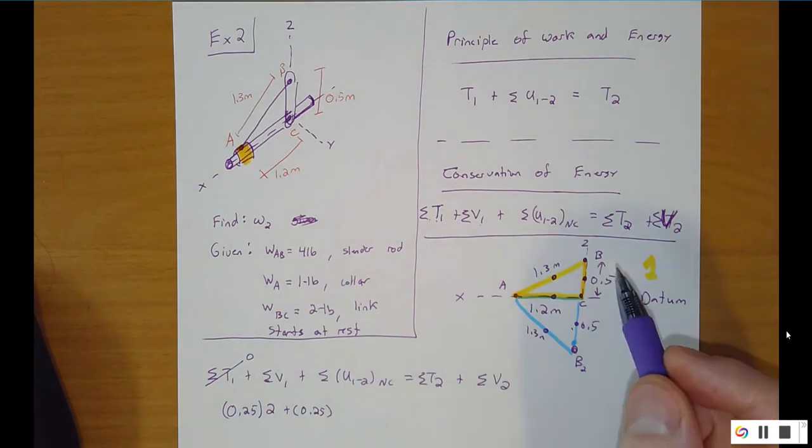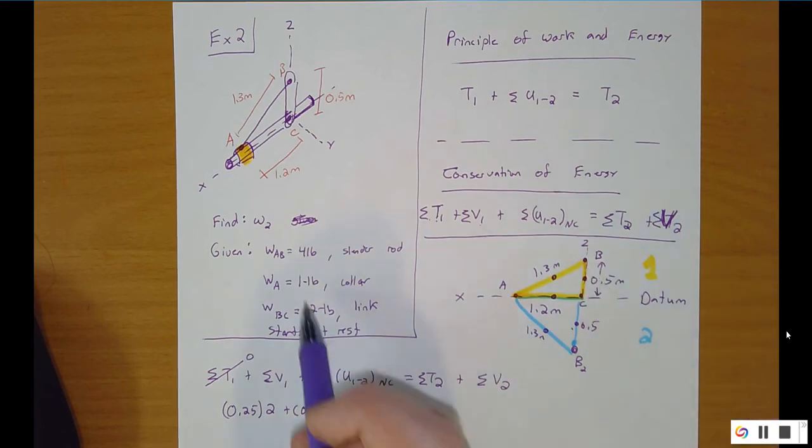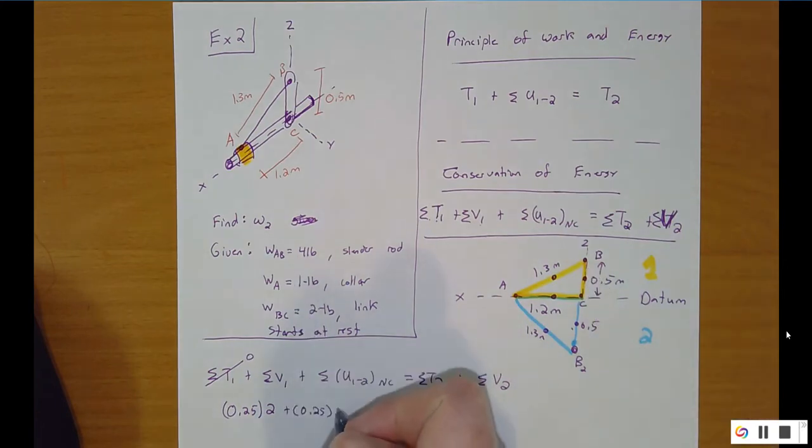So for AB is 4 pounds. For the non-conservative work, well, there's no friction indicated in this problem, so this is just going to zero out as well. We have no external forces as well.